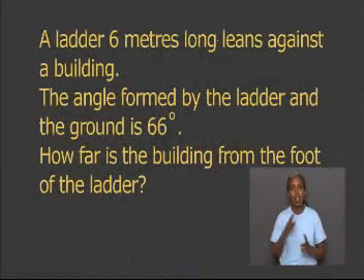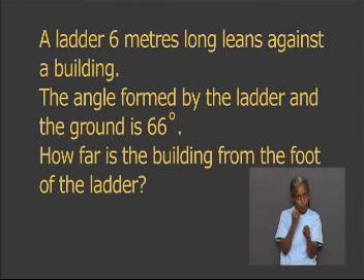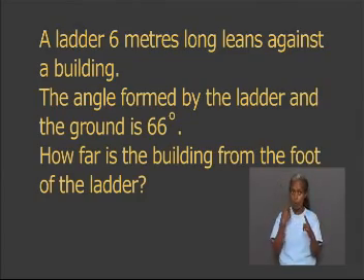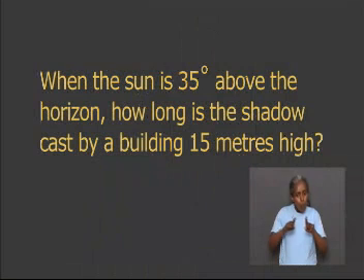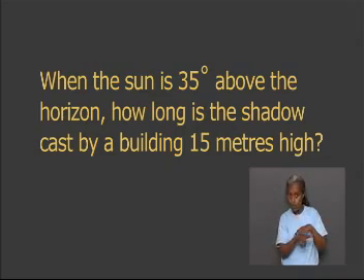A ladder 6 meters long leans against a building. The angle formed by the ladder and the ground is 66 degrees. How far is the building from the foot of the ladder? The second question is this. When the sun is 35 degrees above the horizon, how long is the shadow cast by a building 15 meters high?